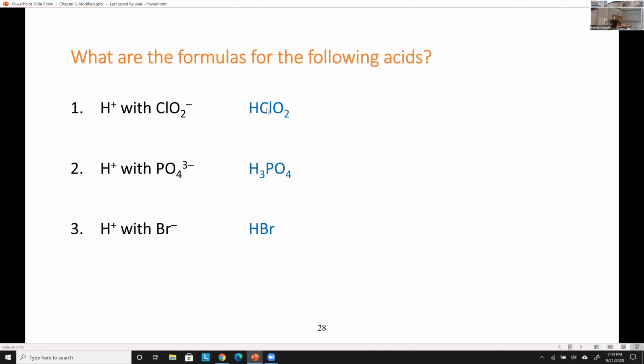So HClO2. Now in your bank of knowledge, you should have, all right, if it's metal, non-metal, ionic. If it's a bunch of non-metals, covalent, except if the first thing is a hydrogen, then I have to think twice. It might be an acid. In this case, they're acids. So if anyone remembers, what's the name of ClO2 minus, which is the anion in the first case? What is that anion?